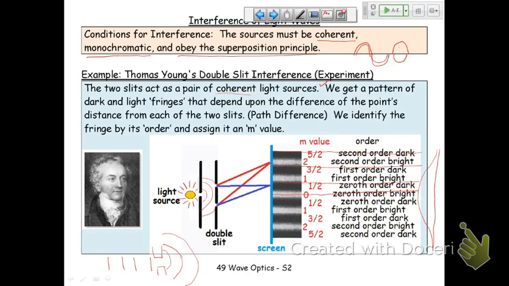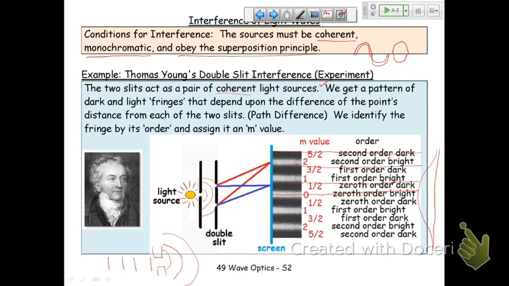So you need to know that terminology. Don't fall out because of that terminology. Be able to look at this fringe and figure out what the order is, what the m is. In the book, they use 2 different equations, one for the bright fringes and one for the dark fringes, and it drives me crazy.